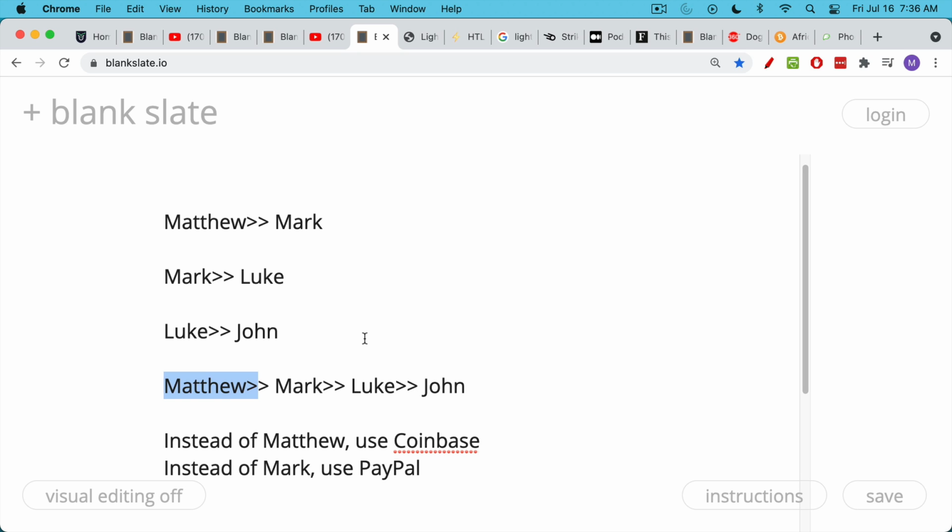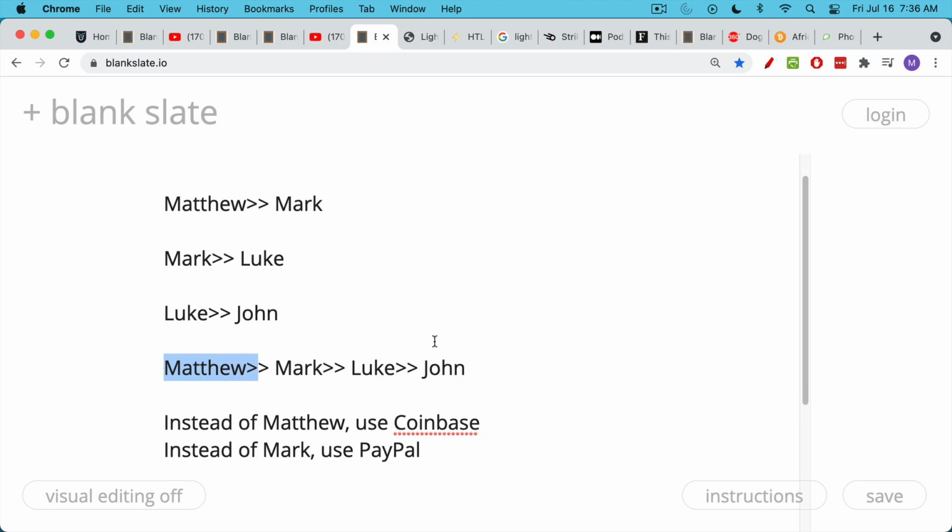And there are very smart ways of doing this. Obviously there'll be software, and there is software, that takes care of this routing. If Matthew wants to send money to John, these routing systems will figure out the cheapest and fastest way to do it.